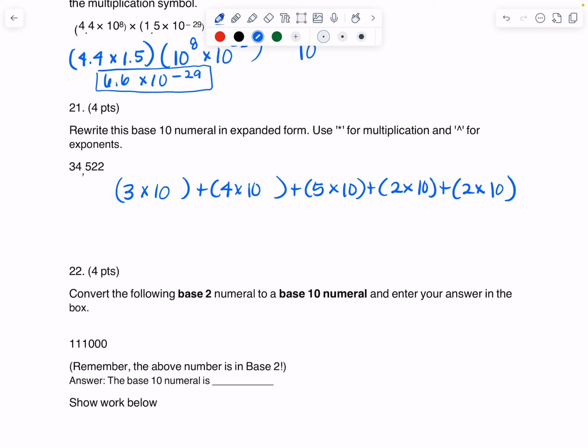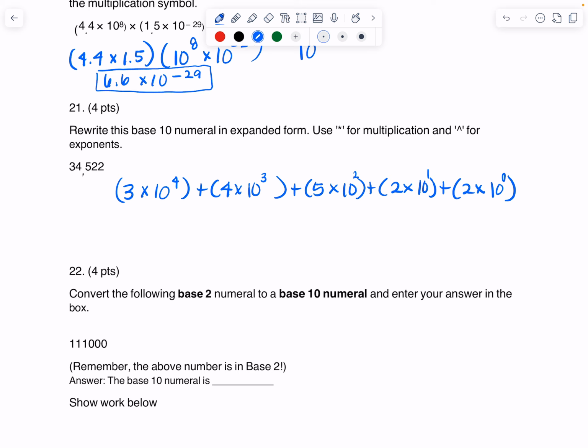The 2 is in the ones position, so it's 10 to the 0. The second 2 is in the tens position, so it's 10 to the first. The 5 is in the hundreds position, so it's 10 squared. The 4 is in the thousands position, so it's 10 to the third. And the 3 is in the 10,000s position, so it's 10 to the fourth. So there you go, that is writing that base 10 number in expanded form.